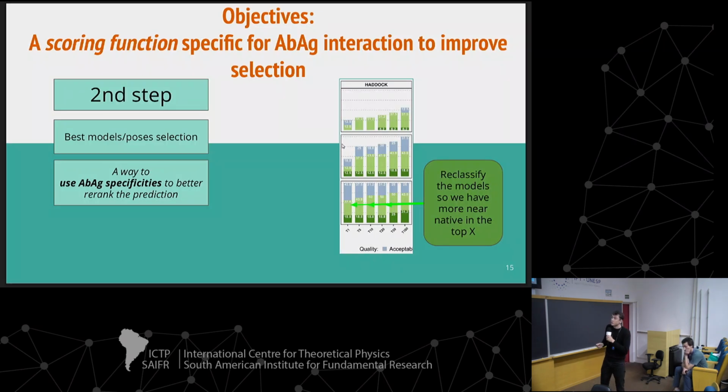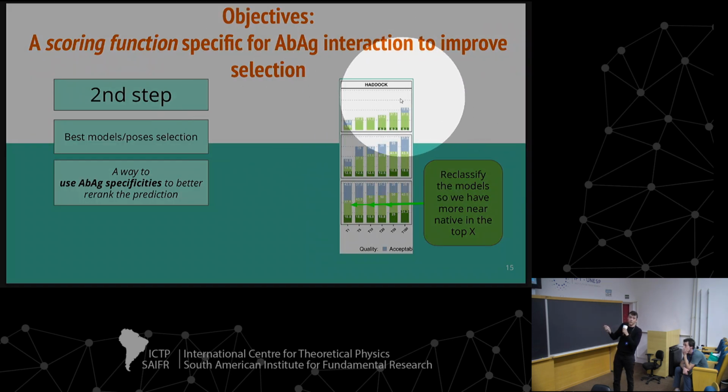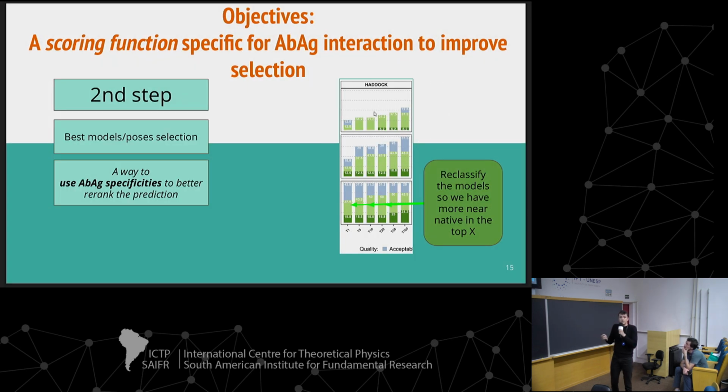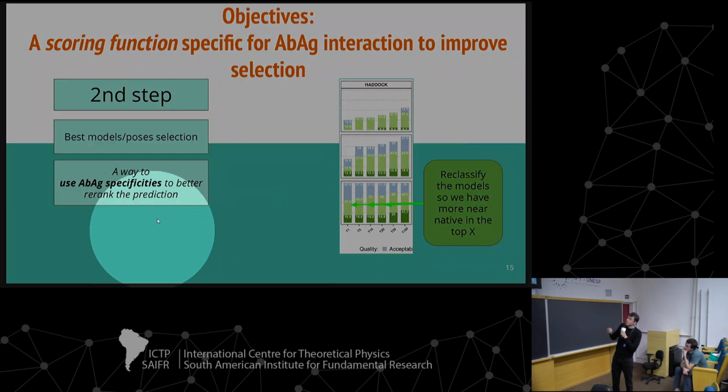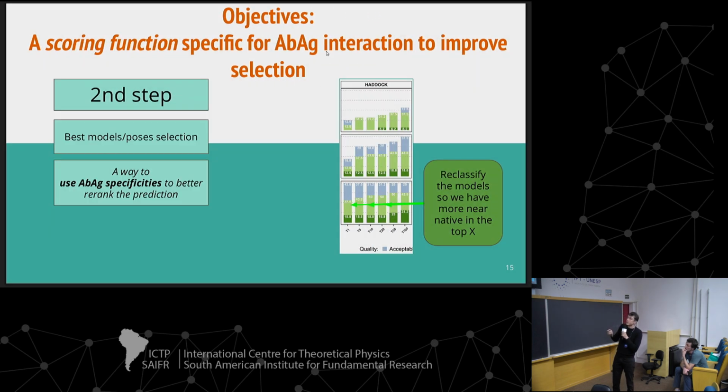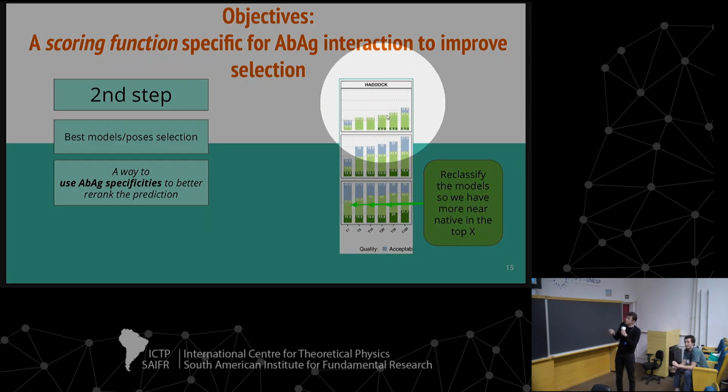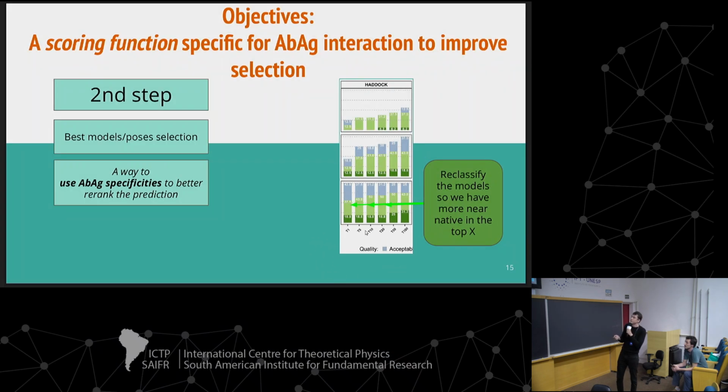Okay, so our objective is not to make a new docking tool, it is to use the best docking tools that are available. Here we're going to use HADDOCK. Instead, it is to create a scoring function that is specific for antibody-antigen interaction in order to re-rank the docking models provided by the tool and to make the near-native models appear more in the top selection, okay?